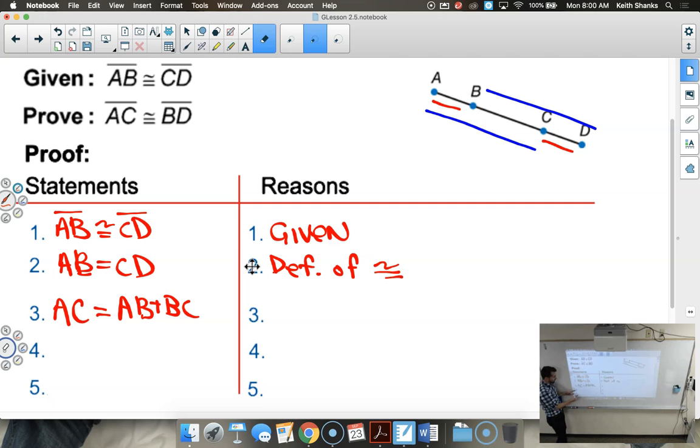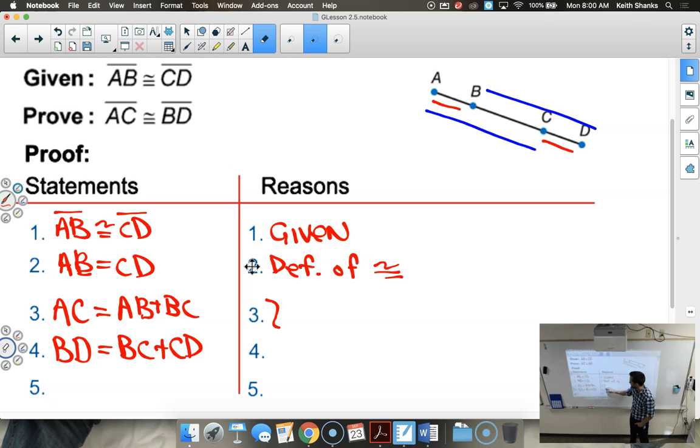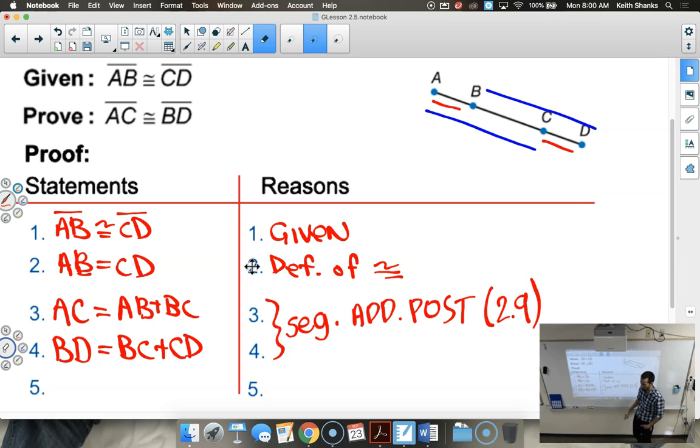Similarly, I'm going to put my reason in a second. Similarly, BD is equal to BC plus CD. And the reason for both of those, you don't have to write this as two steps, you could technically put it as one. The reason for both of them is the segment addition postulate. Or if you want to write postulate 2.9, you can.